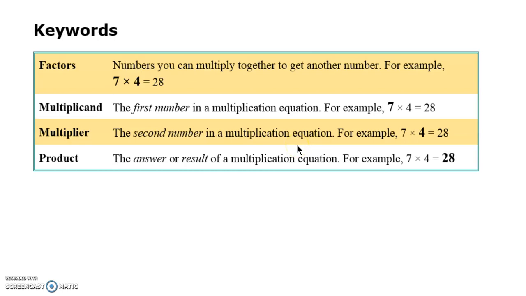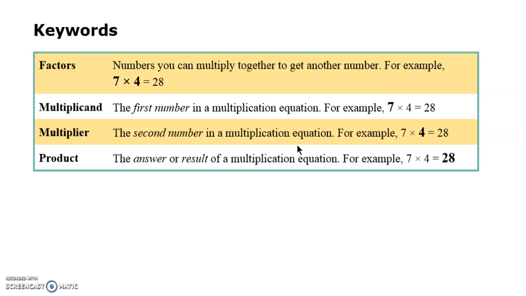There is some key vocabulary for this lesson, the most important ones being the first one and the last one here. Factors are numbers that you multiply together to get an answer. Okay, so 7 and 4 are factors of 28. 7 times 4 makes 28.